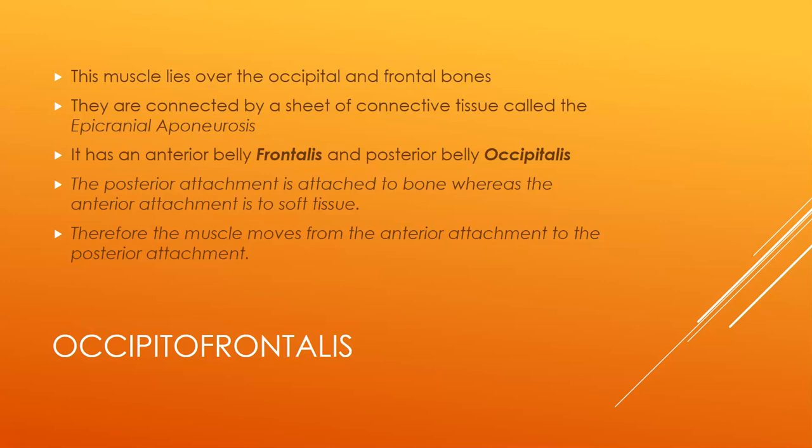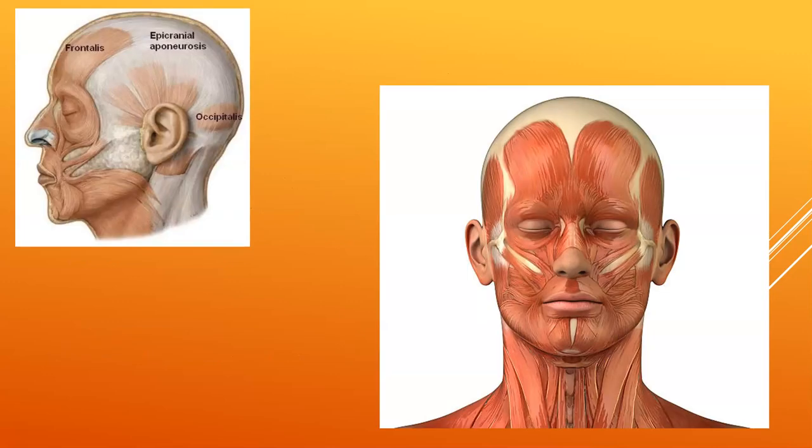The posterior attachment is attached to bone, whereas the anterior attachment is strictly to soft tissue. Therefore, when the muscle is contracting or moving, it moves from the anterior attachment to the posterior attachment. So we see it here in the diagram. This represents frontalis here in the front above the eyes. And here we see in this drawing the small part of the occipitalis bone here in the back.